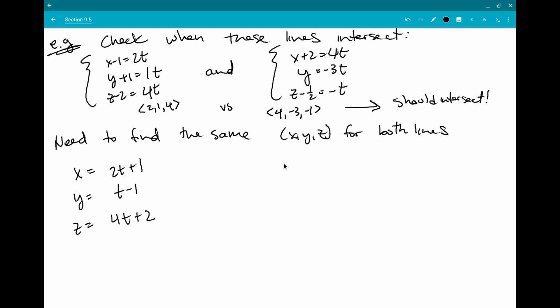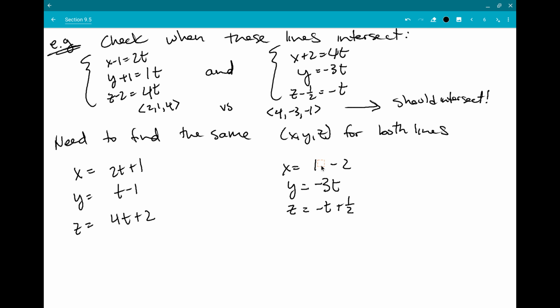And for the second line, I get x is equal to 4s minus 2, y is equal to minus 3s, and z is equal to minus s plus 1/2. I want a t that I plug in here that gives me an x, y, z that matches the x, y, z right here. But it doesn't have to happen at the same parameter value. All that matters to me is that they eventually pass through the same point.